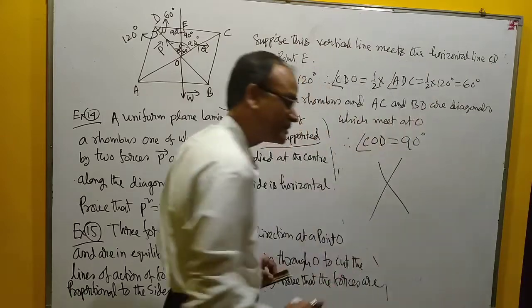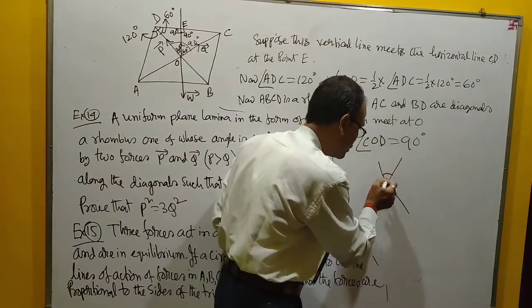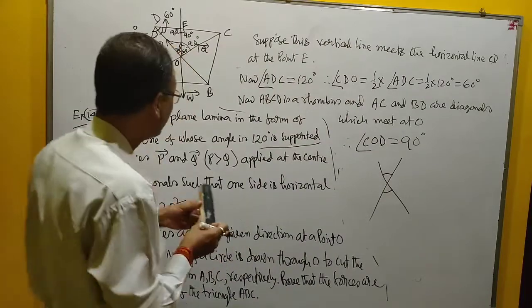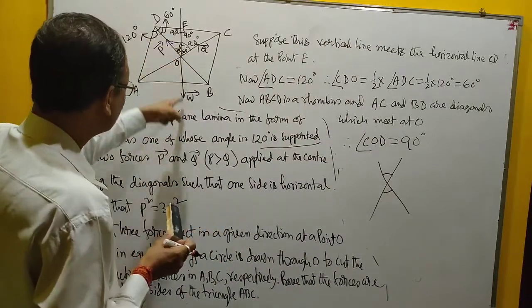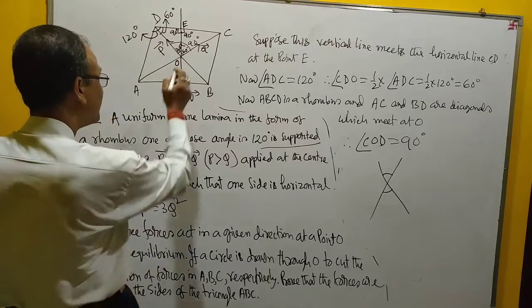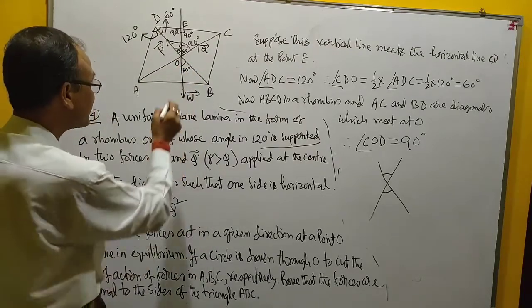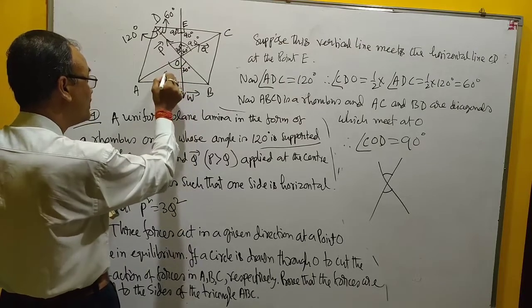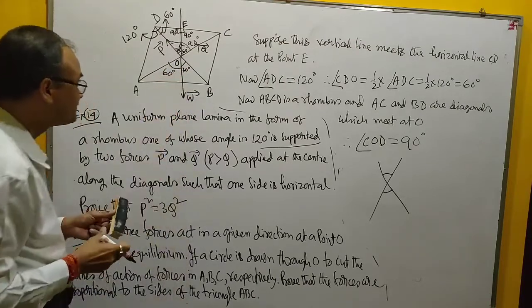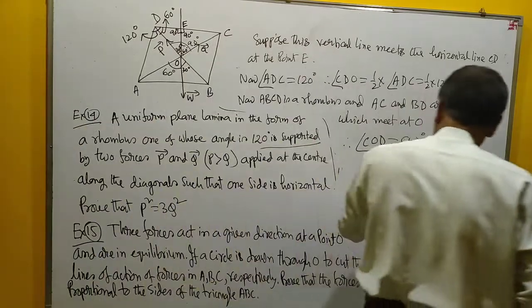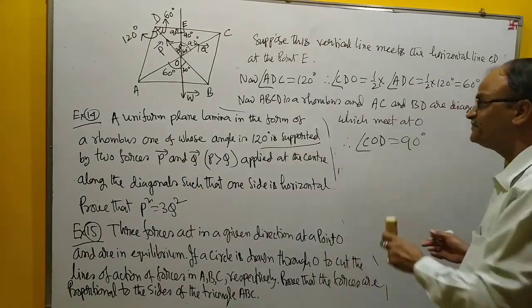These are vertical lines. This angle is equal to this angle, vertically opposite angles. Now this is 30 degrees. These two lines, 30 degrees. Therefore, what will be this angle? This angle will be equal to 30 degrees. And this angle will be equal to again 60 degrees. This angle is 60 degrees, vertically opposite angle.